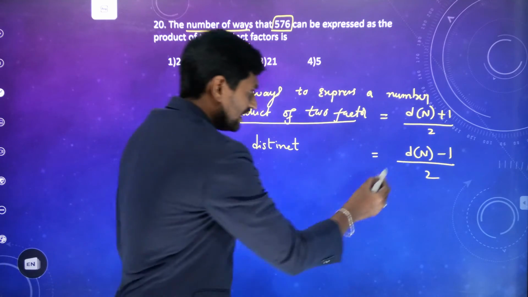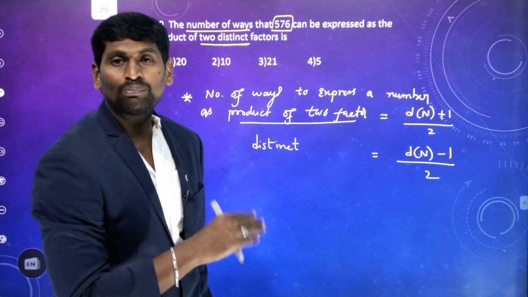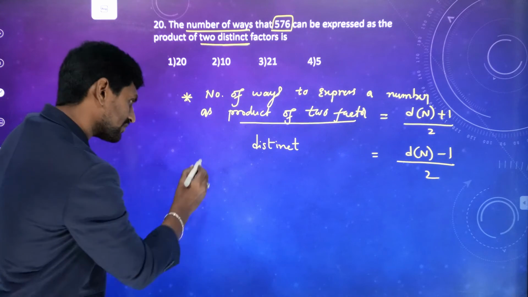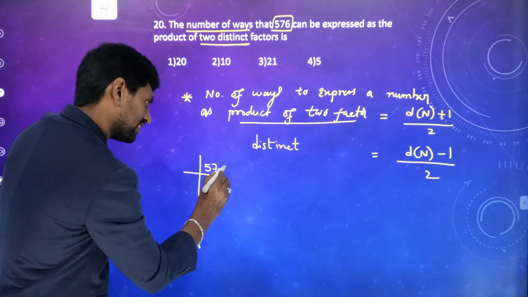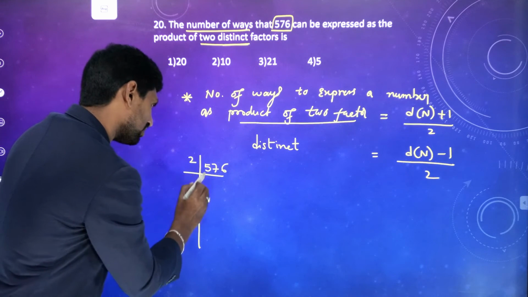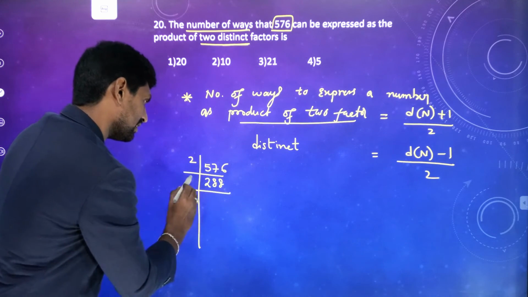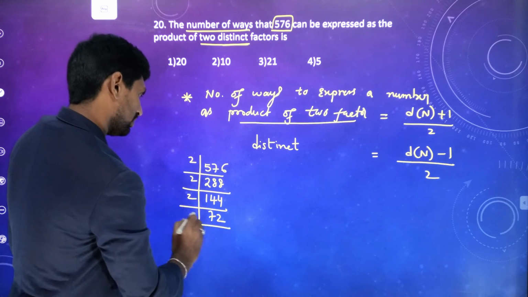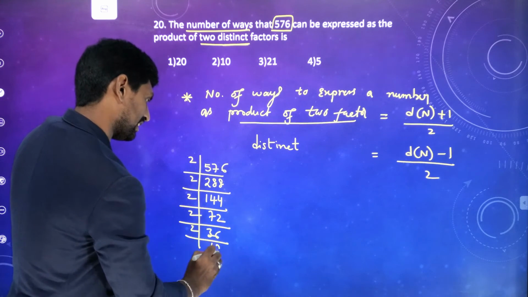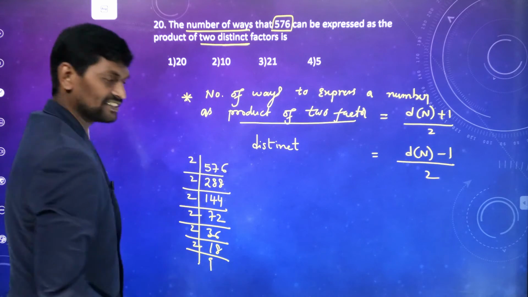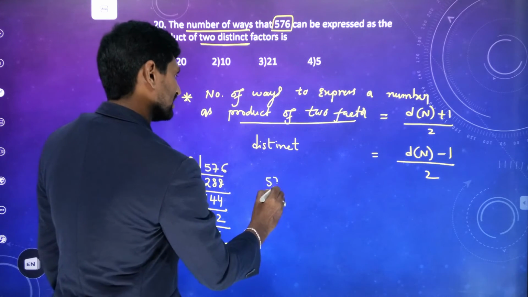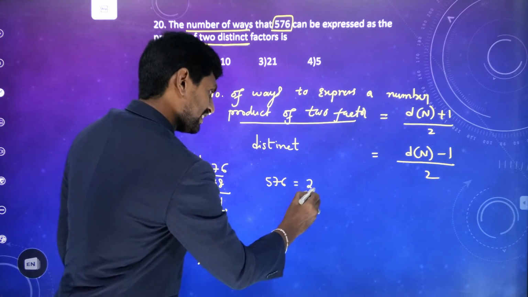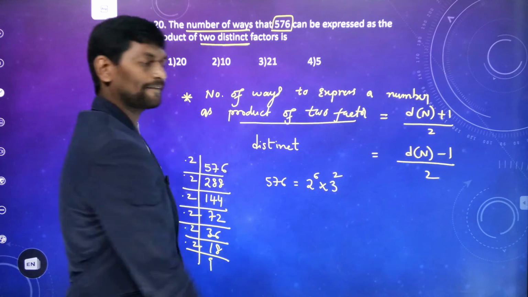Before that, D of n is nothing but the divisors of a number, or the number of factors. To find the number of factors, we have to do prime factorization. So let us find the prime factors of 576. 2 table, 2 2s, 2 8s, 2 8s. Again the 2 table, 144 times. 72, 36, 18, 9. 9 is 3 into 3, 3 square. So overall 576 is 1, 2, 3, 4, 5, 6: 2 power 6 into 3 square.